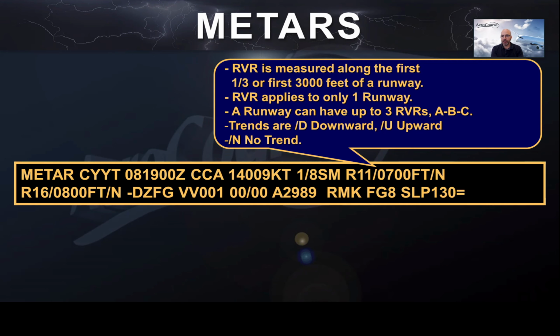RVR, runway visual range, will be written in a METAR by individual runway. You'll never get an RVR for the whole airport. It's not how RVRs work. They have to be for a particular runway. So this one here is runway 11 with RVR 700. Then they follow with a letter to represent whether that RVR value is improving, getting worse, or pretty much stationary. In this case, it's N for no trend. So it's sort of sitting at 700 and not moving.